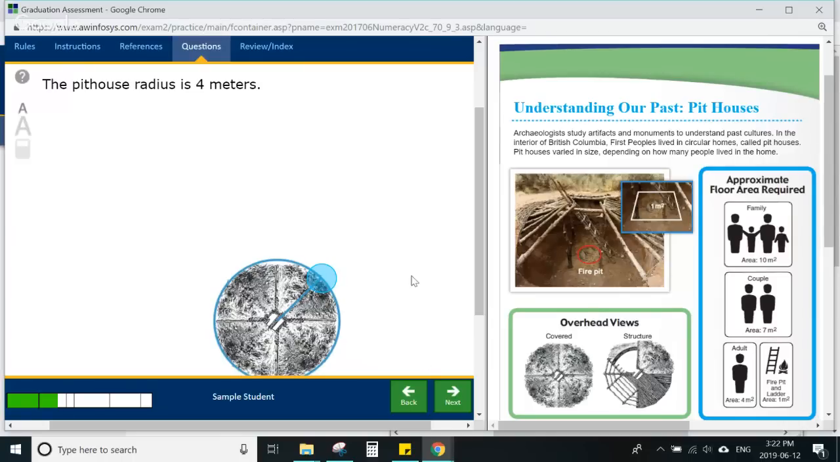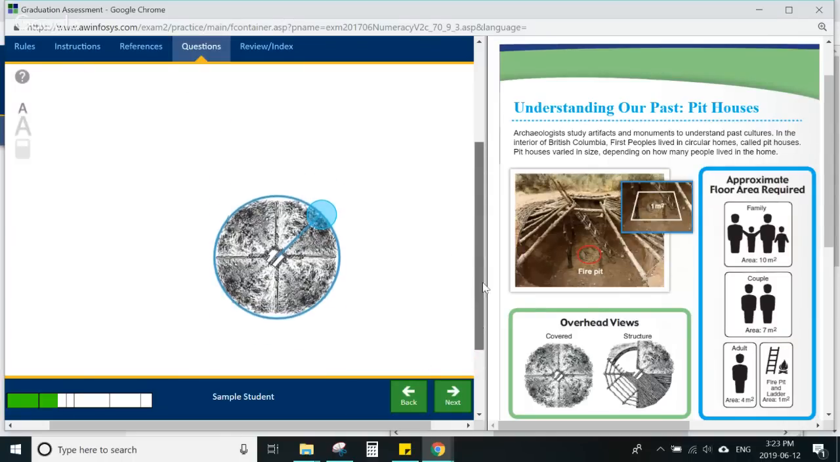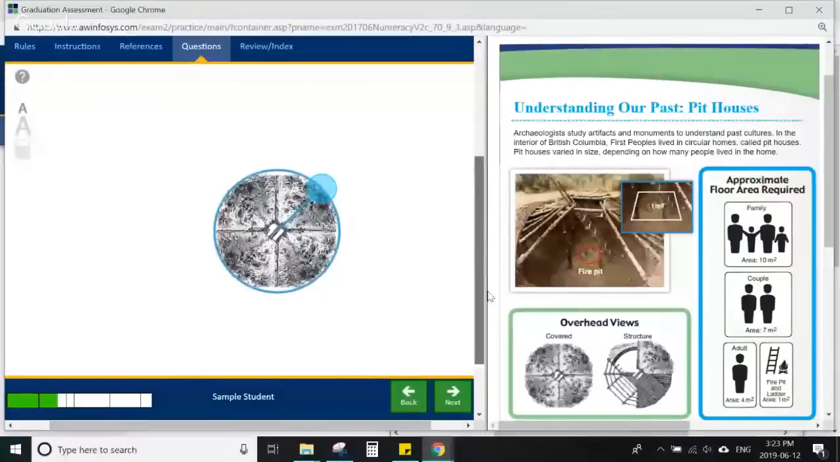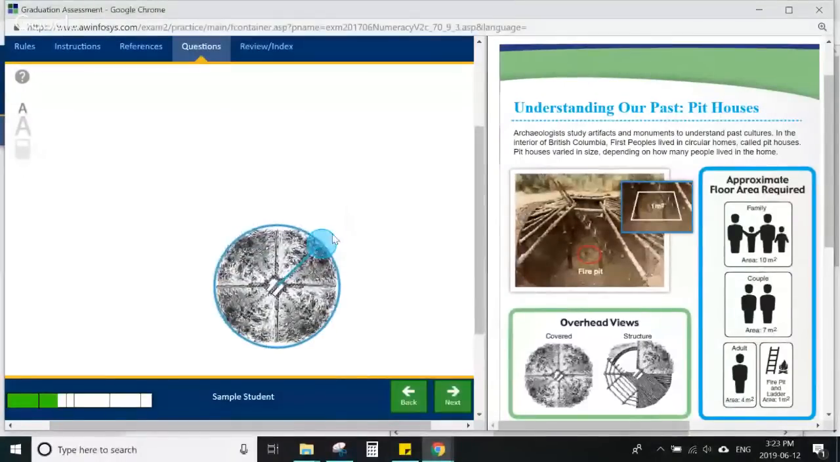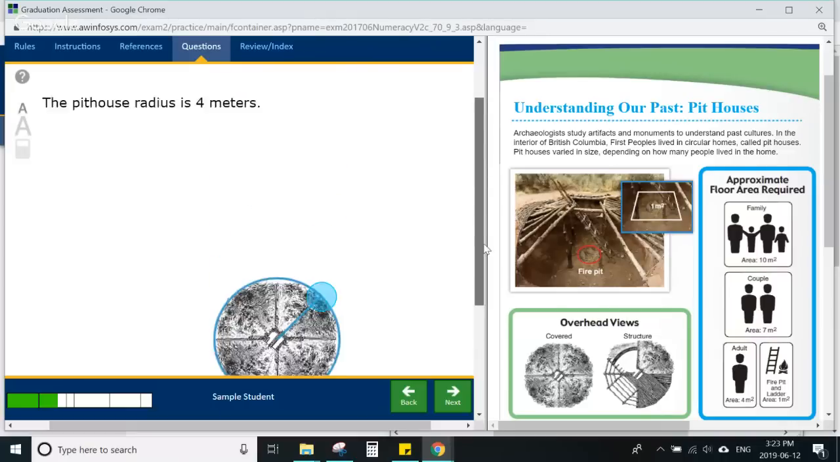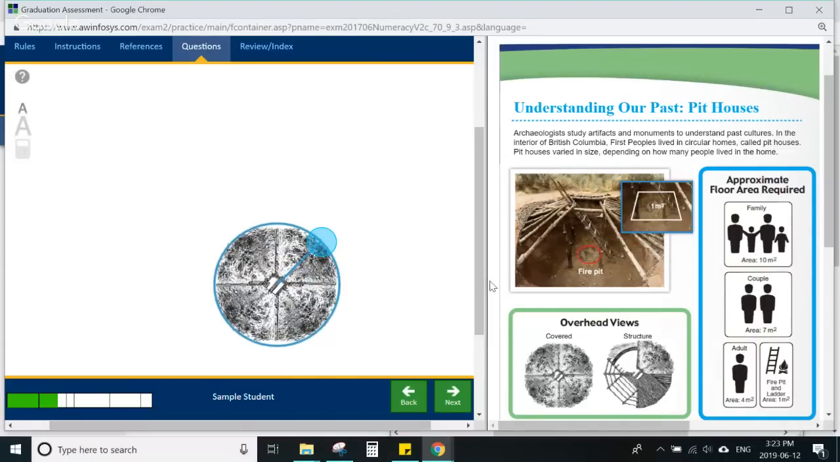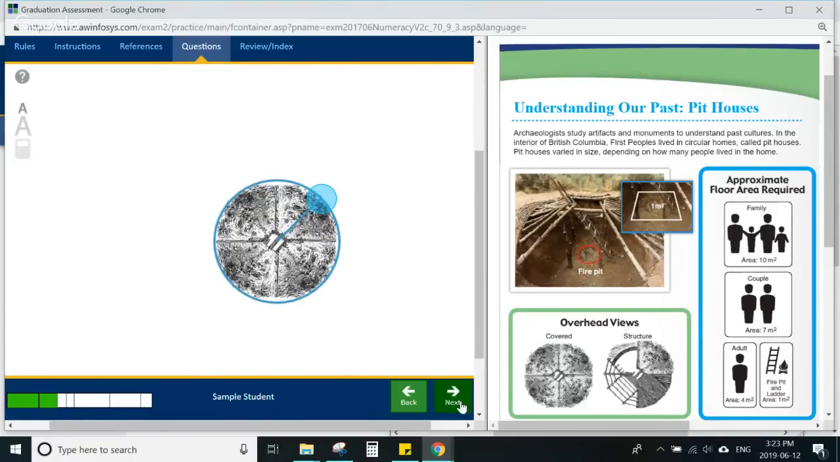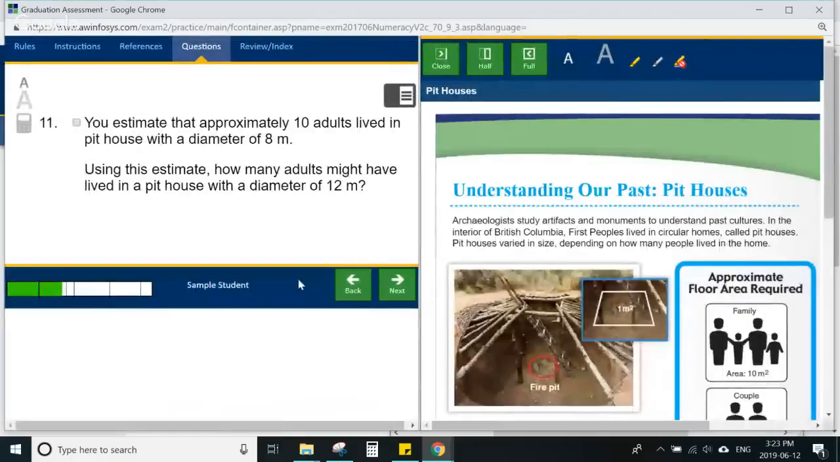If you did have a question about something like this during the test, you could ask one of your teachers and they would be able to help you. They wouldn't be able to help you with the calculation, but they would be able to show you how this tool works. So if you were a little confused about that, that's another reason to practice the electronic format first. So we would make sure it's 4 meters, and then we would go to our next question.